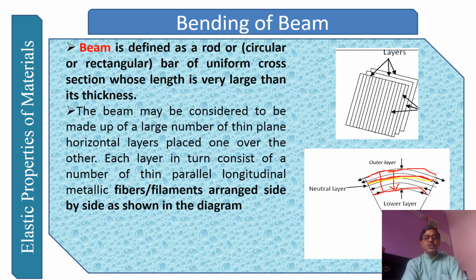All right, let's continue. The characteristic of the beam: the beam may be considered to be made of a large number of thin plane horizontal layers placed one over the other. Each layer in turn consists of a number of thin parallel longitudinal metallic fibers or filaments arranged side by side, as I have represented in this diagram. This scale has been made with these parallel lines, and this is how they have been placed. This constitutes your beam.